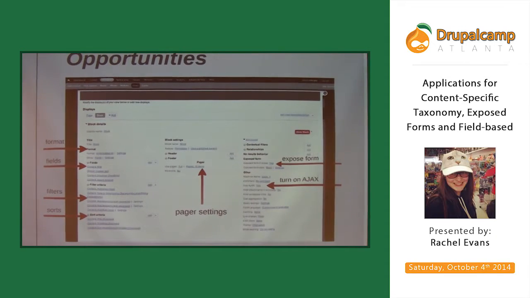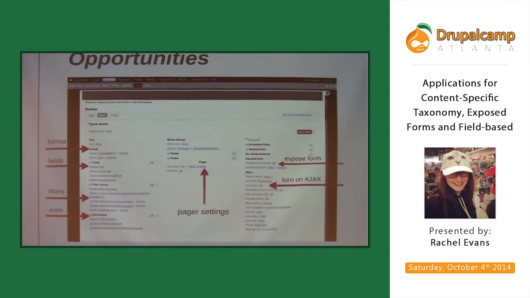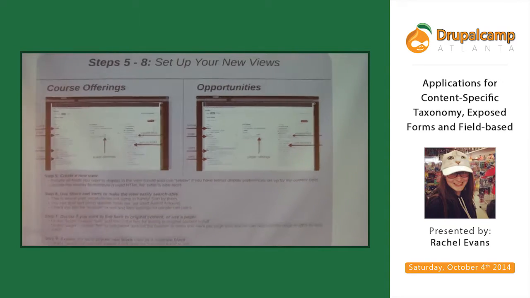Same thing, this is the opportunity snapshot. You can see that the fields and the filters and sorts are a little bit different, but the same goes for the exposed form and turning on the Ajax. Those are crucial in making this work and feeding it into a page that already exists.